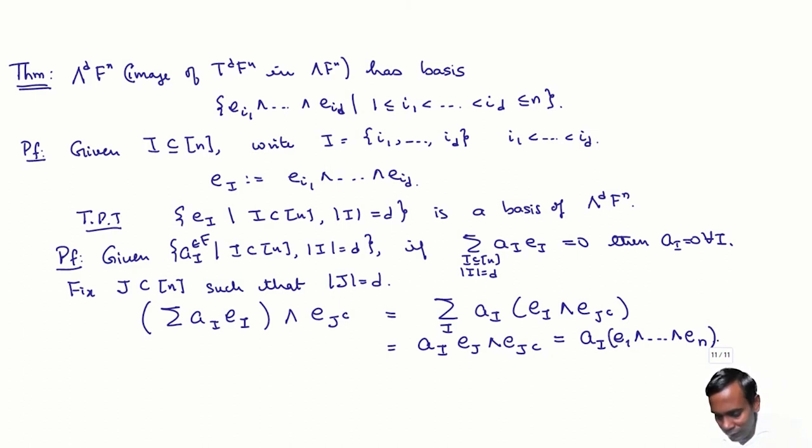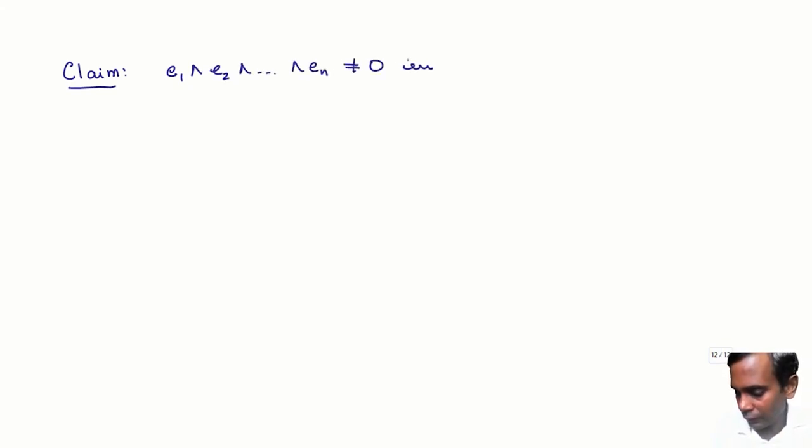One thing I should have said before is that if D is greater than N, then of course none of these elements EI can be non-zero. So we are restricting ourselves to the case where D is less than or equal to N. So we get this AJ times E1 wedge E2 wedge ... wedge EN. And I want to show that this vector is non-zero, because if I can show that, then, since we know that the summation of AI EI is zero, this would imply that AJ is zero. So I want to show that E1 wedge E2 wedge ... wedge EN is non-zero in wedge N.